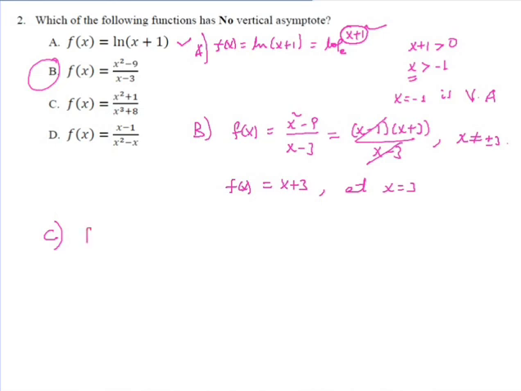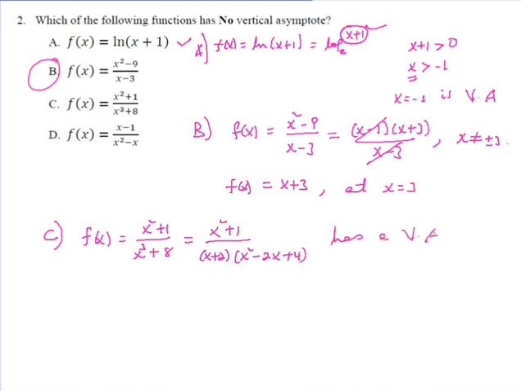For example, the function in C, f of x is x squared plus 1 over x cubed plus 8. Here, x cubed plus 8 can be factored as (x plus 2) times (x squared minus 2x plus 4), as you can check. So this function has a vertical asymptote at x equal to minus 2. So the function in C has a vertical asymptote.